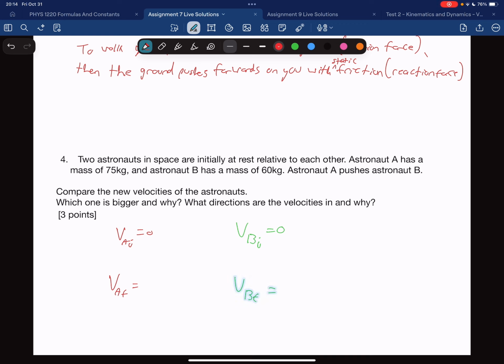Some of you went ahead and did some calculations with the mass, figuring out some ratios, and I think that was great. You didn't have to, but great job. We know that astronaut A weighs more, so we know that astronaut A has a larger inertia. It's more difficult to accelerate them. So we know that VAF has to be smaller than VBF. And we are talking about the absolute values here.